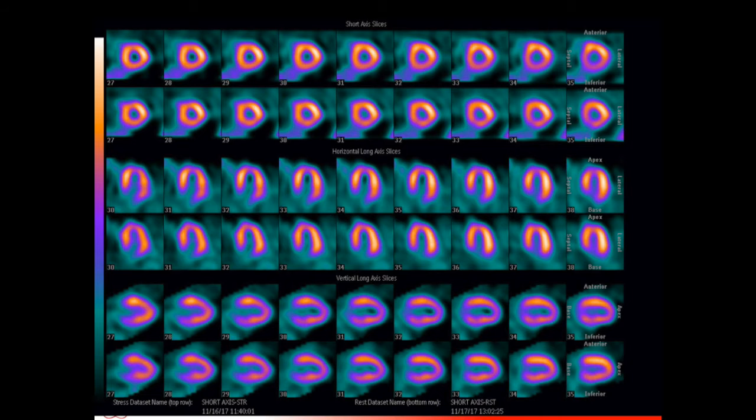in this scan, but if we were to look closely towards the apex on the horizontal long axis in the middle of the screen and compare that with the rest just below, the apex is a little bit thinner, a little bit more purple, and it plumps up and becomes a little bit more orange. And if you cross-correlate that with the vertical long axes, I think you can appreciate that in the middle of the screen on the bottom row, the apex, maybe the apical anterior segment, is a little bit purple, a little bit thinner, whereas it's a little bit brighter, a little bit plumper, more orange on the rest images immediately beneath.